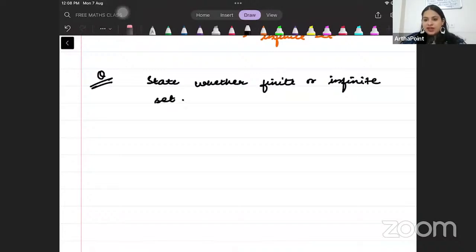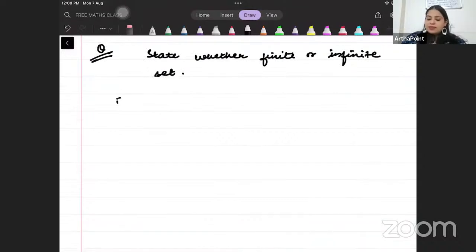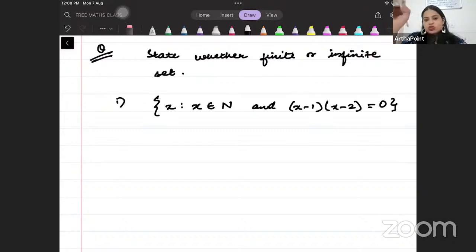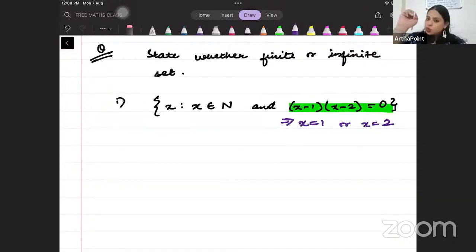ये बताना है कि क्या ये finite है या infinite है. ठीक है जी. पहला एग्जांपल लेते हैं बेटा. X belongs to natural numbers and (x minus 1)(x minus 2) is 0. So beta, in this, we know that this implies either x is 1 or x is 2. So x can only take 2 finite values. So beta, this is clearly a finite set. It cannot be infinite. ये finite set ही हो सकता है ना?